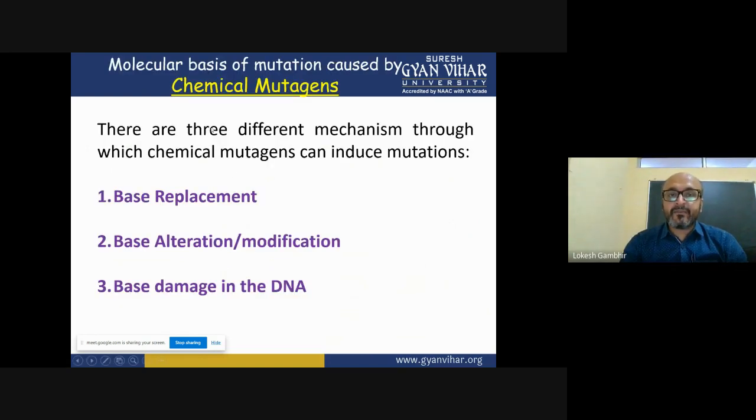Then when we are talking about the chemical mutagens, there are three different mechanisms. Either you will be going for substitution, that you have taken the base out, you have removed the cytosine, and you have added the thymine. That is called base substitution. Then either you are modifying the base, or you are actually causing damage in the DNA. And based on this only, there are different repair pathways that are categorized, right?